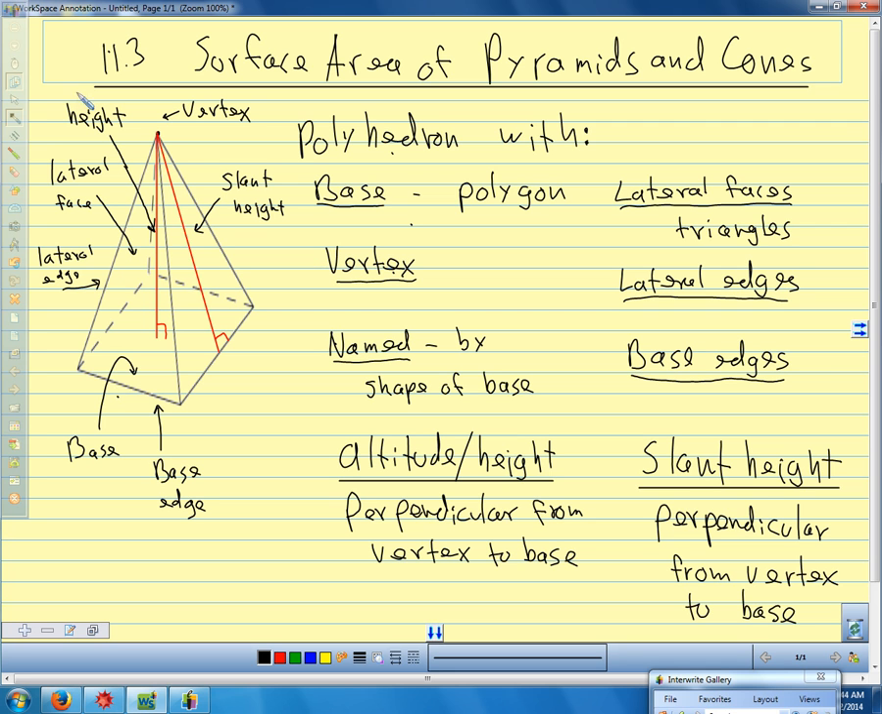And I'm going to draw in one other segment. I'm going to draw in the apothem of the base, because we end up with this nice right triangle that is inside of pyramids. So this right triangle that I have in red here comes up a lot in solving problems with pyramids. So we have this right triangle inside that pyramid.